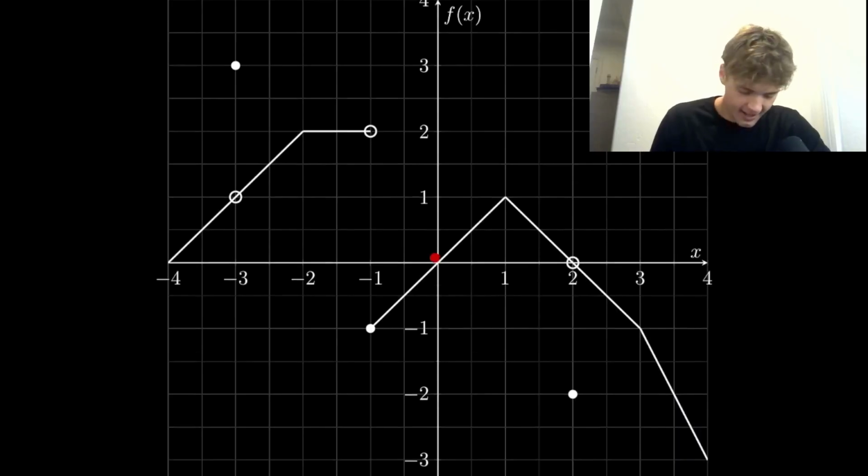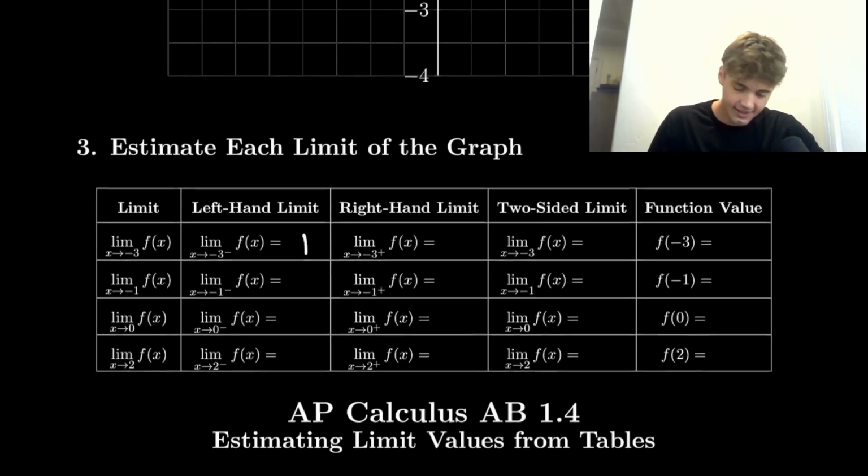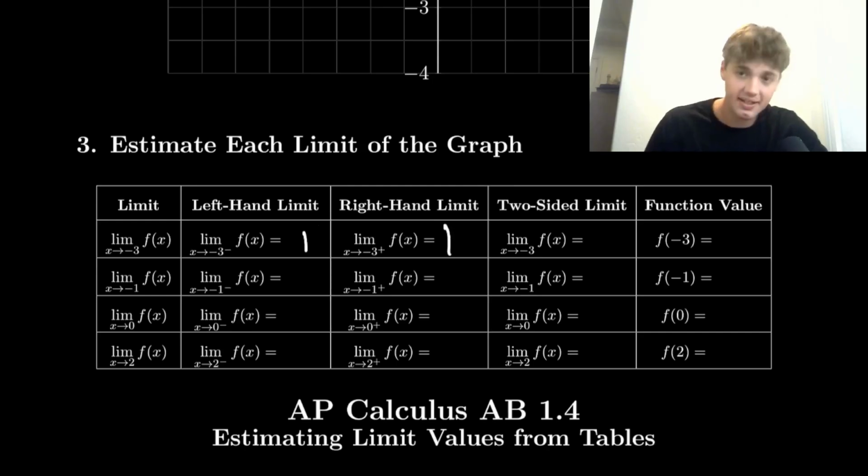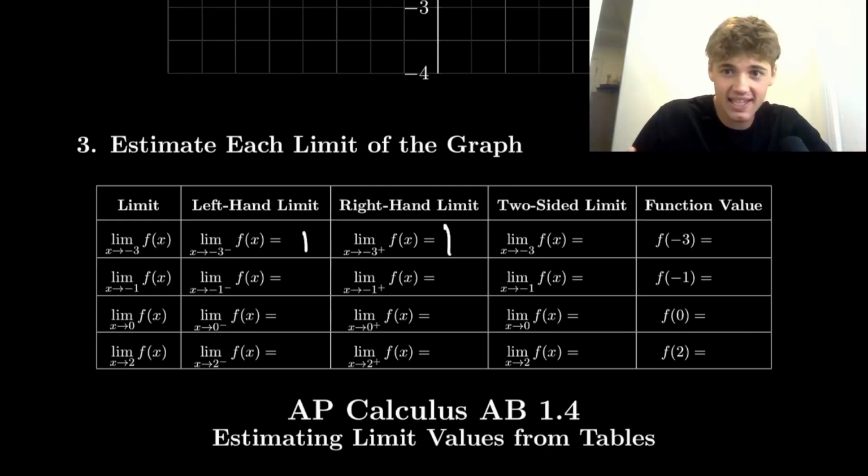And if we do it from the right-hand side, and we come in closer and closer to -3 from the right-hand side, we end up getting closer and closer to 1. So the right-handed limit as well equals 1. All right, now, because the left-handed limit and the right-handed limit equal the same thing, then the two-sided limit does exist, and it also equals the same value, 1.